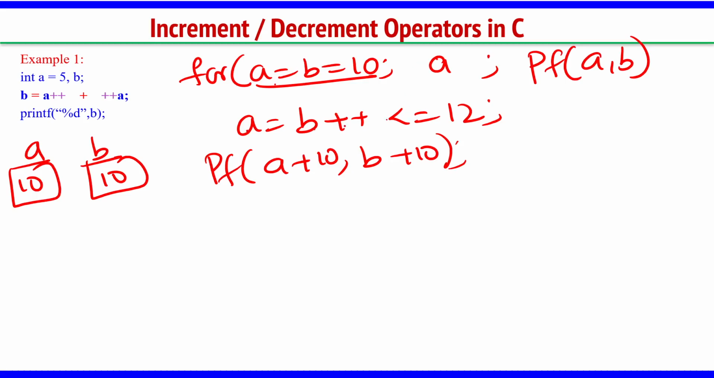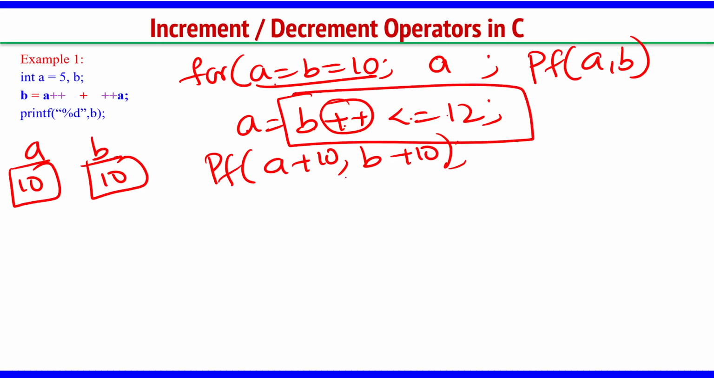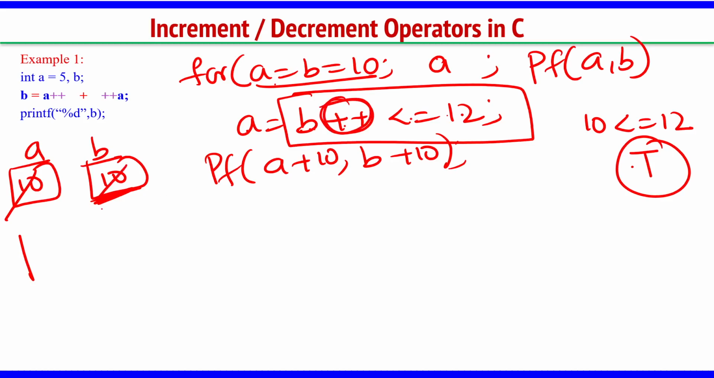What is there in the body? A equal to B++ less than or equal to 12. Since it is post increment, I will do it later. I am executing this part first. What is the value of B in memory? See here in this box, 10. So 10 less than or equal to 12. This is true. When true is assigned to an integer variable, it becomes 1. So this becomes 1. But there is something pending here, the plus plus. Because of this, B becomes 11.